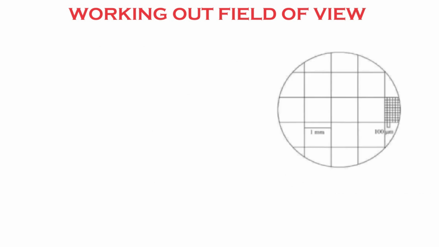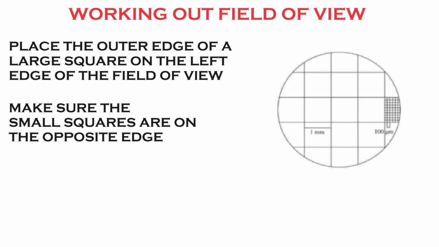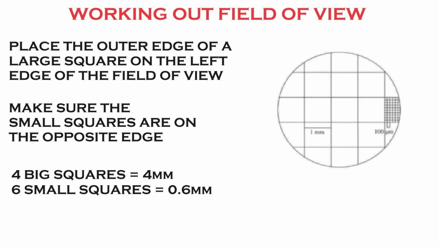Now, to work out the field of view, we place the mini grid on the outer edge of a large square on the left-hand side, and we make sure that the small squares are on the opposite edge, as seen in the diagram. In this case, we've got 4 big squares, so that's 4 millimeters, and 6 small squares, so that's 0.6 millimeters. So the field of view is 4.6 millimeters.